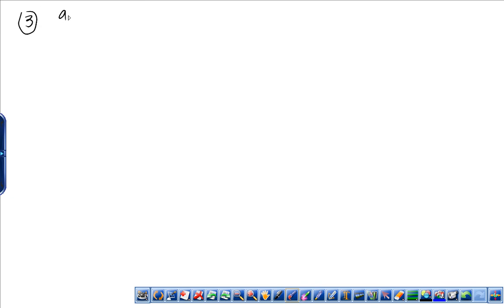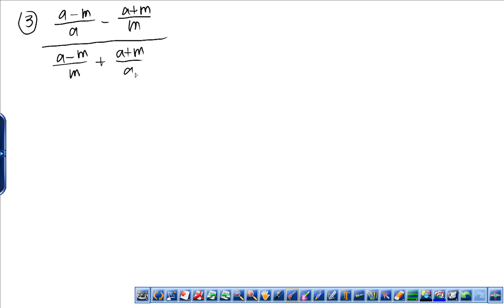How about a minus m over a plus m, over another fraction: a minus m over m plus a plus m over a. And by the way, I only use this because it's my initials, not because I like a and m. Okay, so what you could do is find a common denominator on the top, a common denominator on the bottom, divide, simplify, blah, blah, blah.